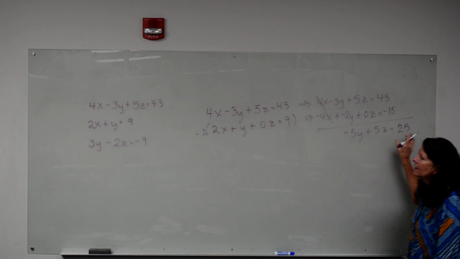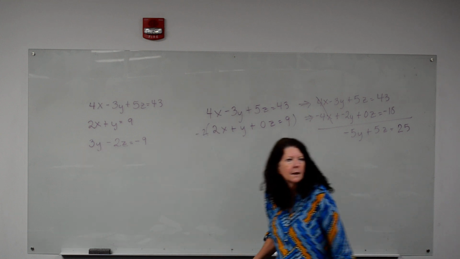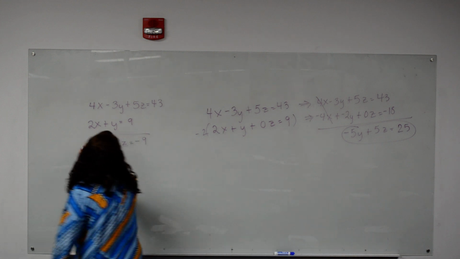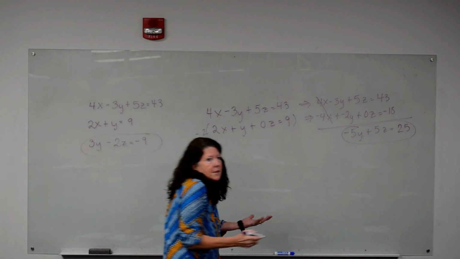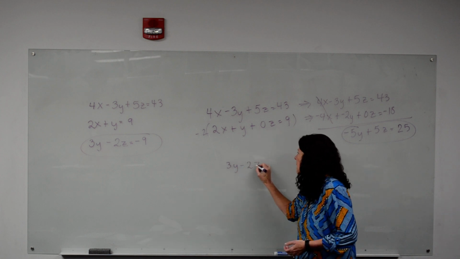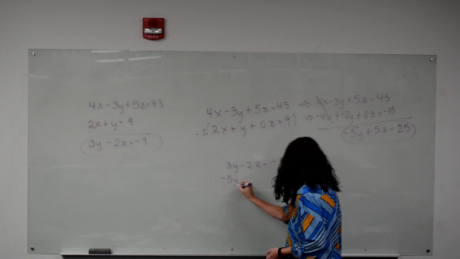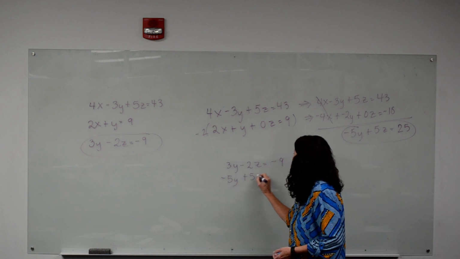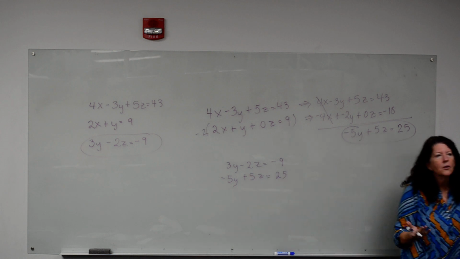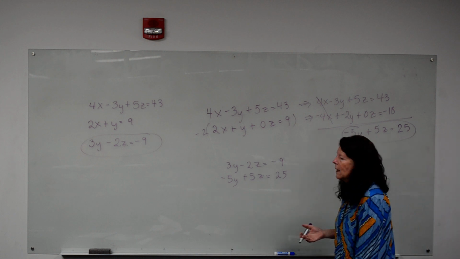All right, so now if you look at it, this one has a y and a z. This one has a y and a z. So now I can put this one with this one and eliminate out something else. So I have a 3y minus 2z equals -9. And I have a -5y plus 5z equals 25. Now, we want to eliminate out either the y or the z. You choose. Thomas, which one do you want to do, the y or the z?